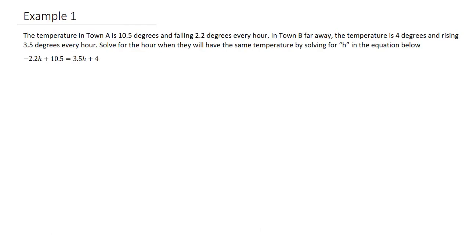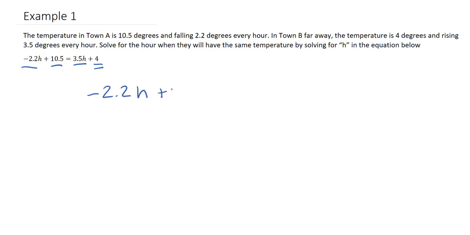Example 1. The temperature in town A is 10.5 degrees and it's falling 2.2 degrees every hour, so that's why it's negative. Then in town B, far away, it's 4 degrees, and every hour it changes by 3.5 degrees. So we're going to solve for the hour when they're equal. Let's go ahead and solve.